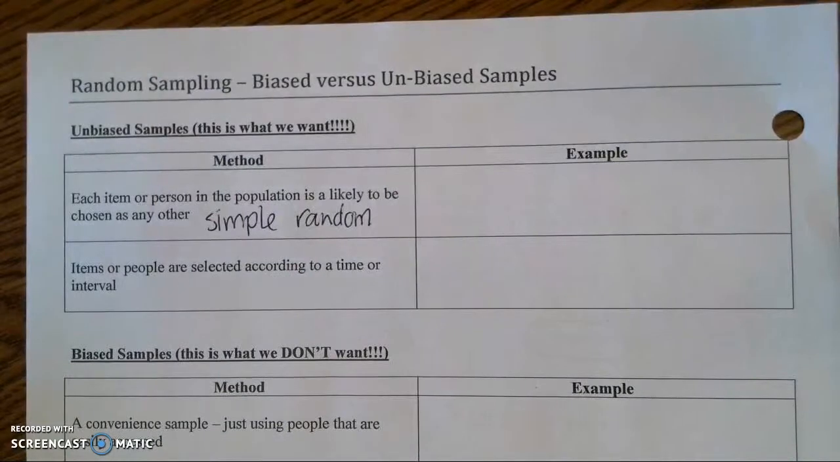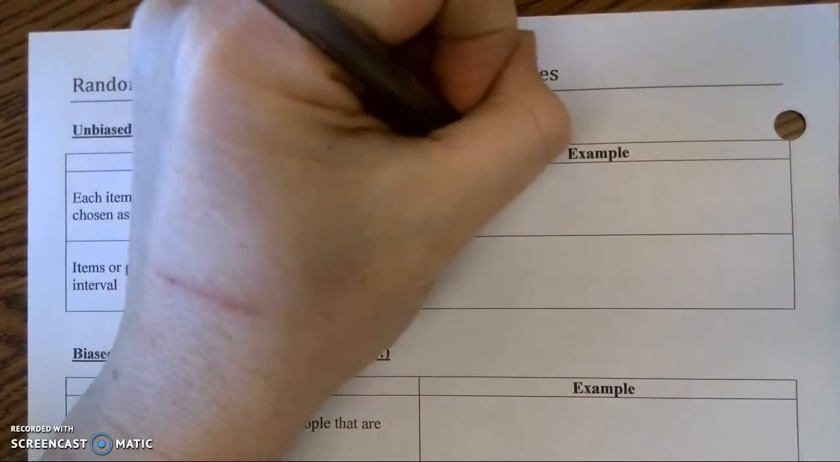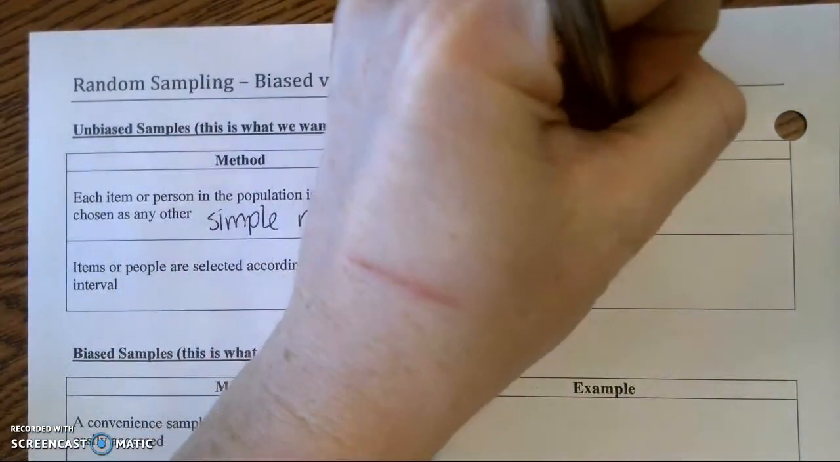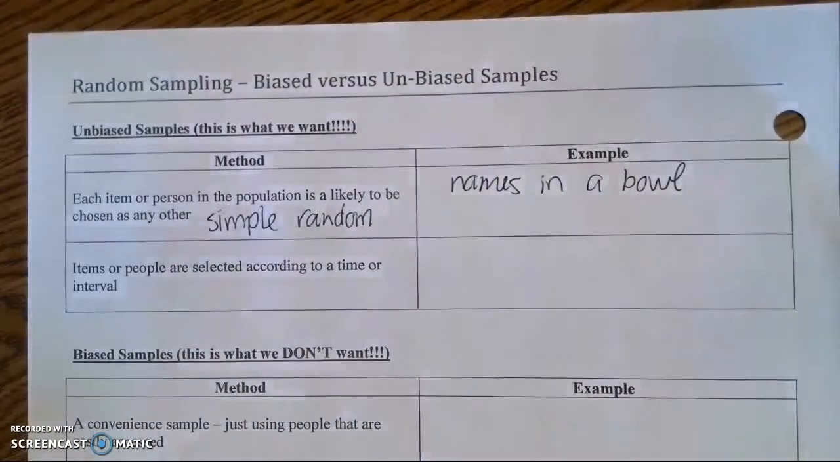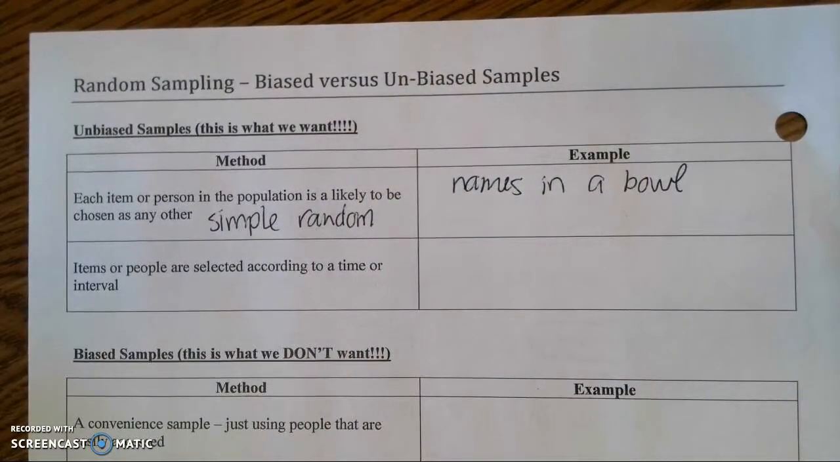Okay, so an example of that is when you put names in a hat or names in a bowl and select people out of that. So my example is going to be names in a bowl. And then every name in that bowl is equally as likely to be selected to participate in whatever it is.